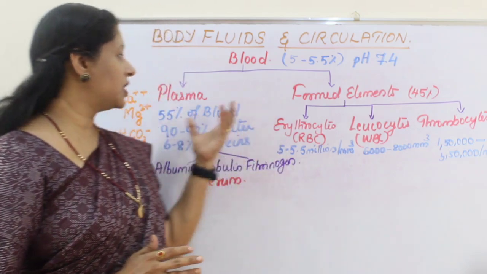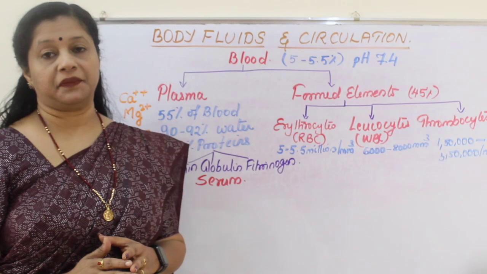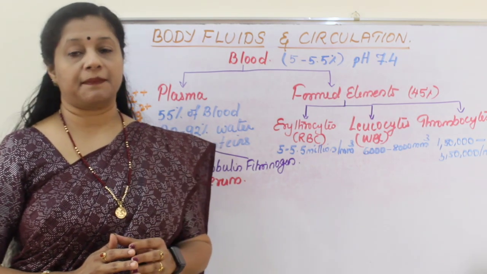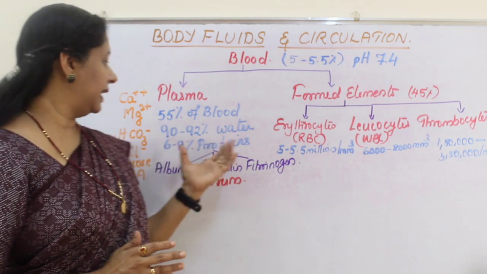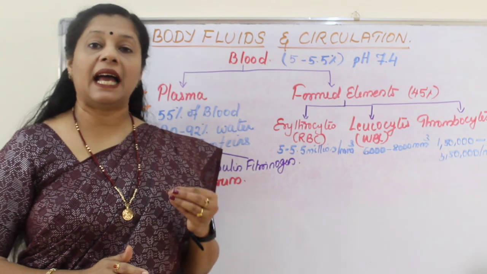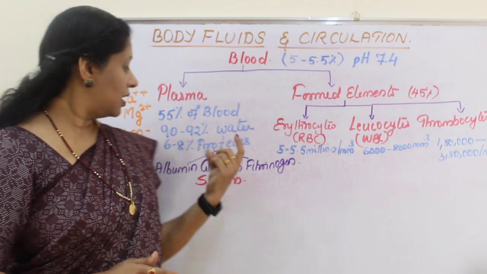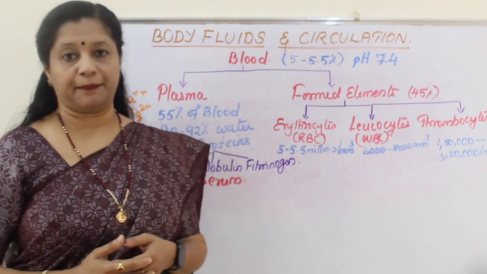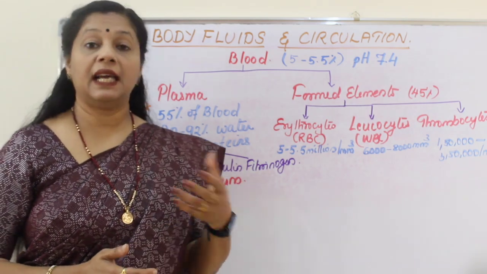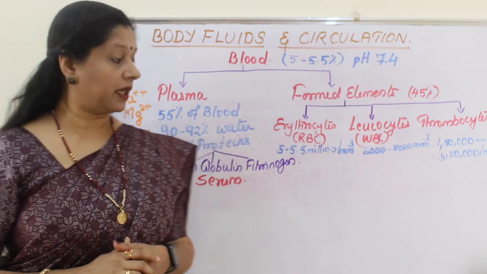Now when we come to the composition of plasma, plasma has 90 to 92% water. Rest almost 6 to 8% of plasma is proteins. The proteins can be mainly of three types: albumin, globulin and fibrinogen. Albumins are helping in maintaining the osmotic potential, whereas globulins help in immunity. Our antibodies are immunoglobulins. Then the fibrinogen, they help in blood clotting. So three proteins in our blood and their functions are very important.